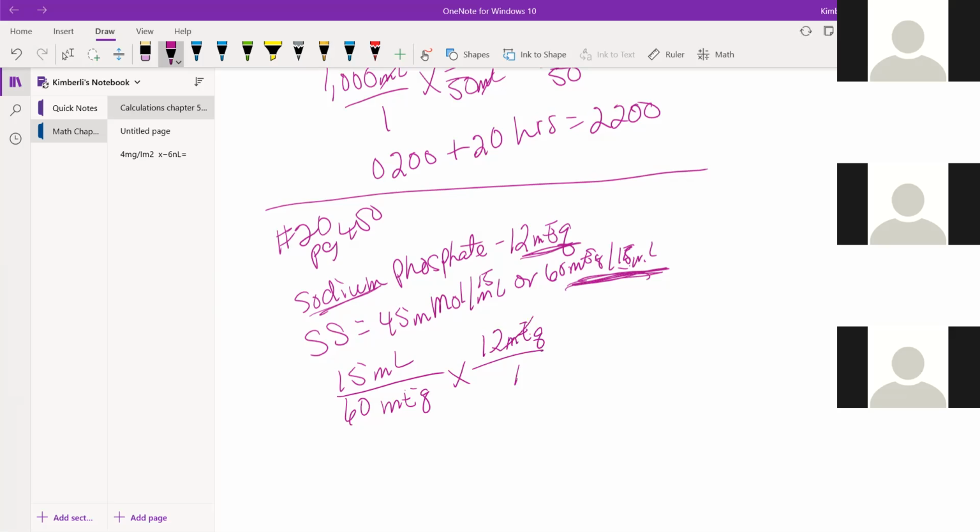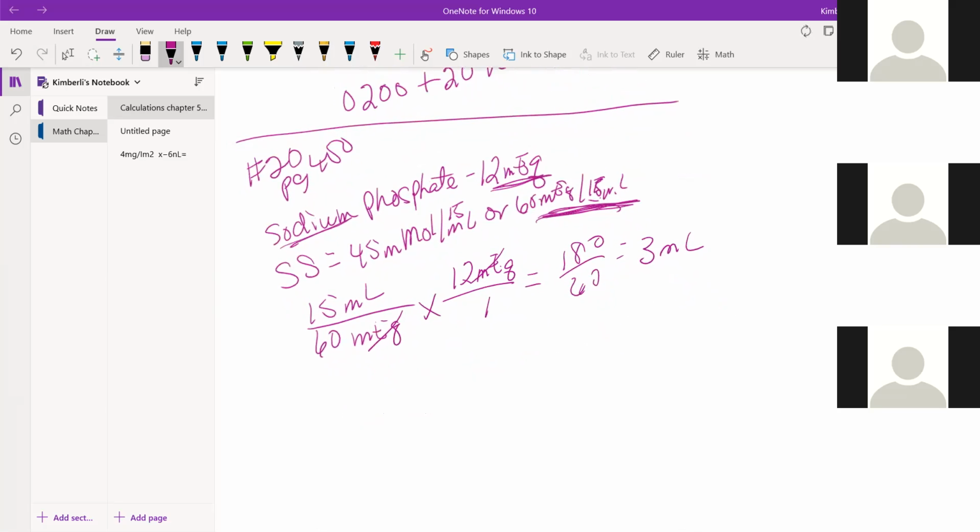So I'm going to need a lot less than 15, right? Yeah, correct. So I have 180 divided by 60, which comes out to be 3 mLs. Is that correct? Yep, that's correct. Now, if you had used the 45, you would get a larger number, and that would be wrong. So you want to make sure that you're looking at your units and making sure they're the same units. Okay? All right.